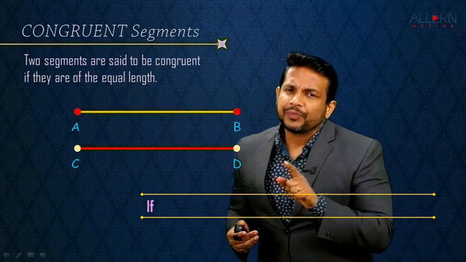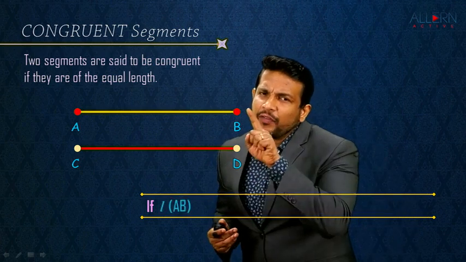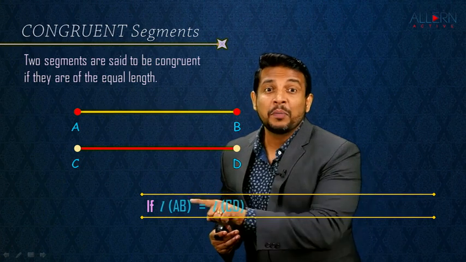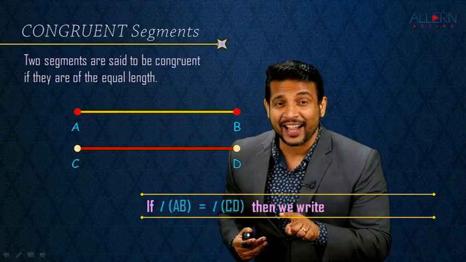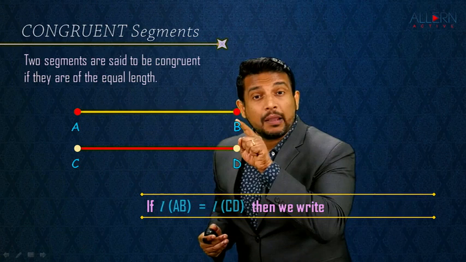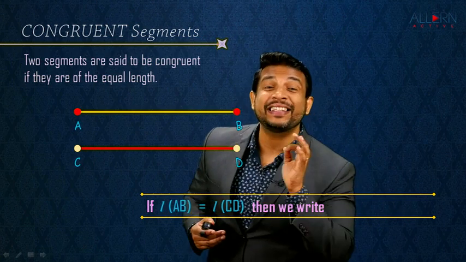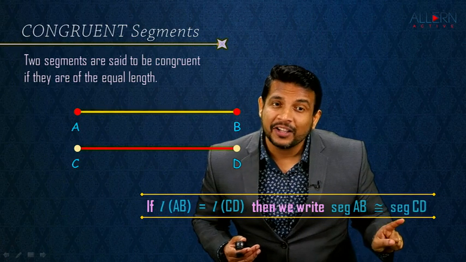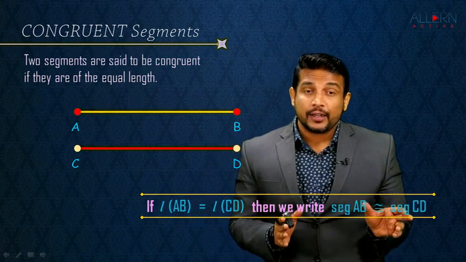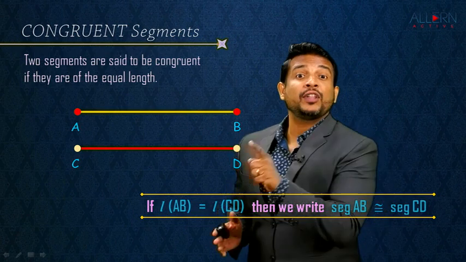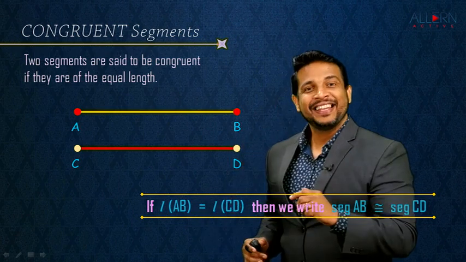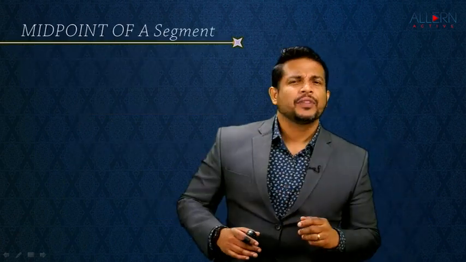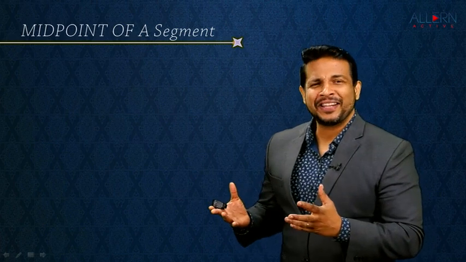How do we write it? If the length of AB is equal to the length of CD, both have equal length, then we write that segment AB is congruent to segment CD. Segment AB, the symbol of congruence, segment CD. That's how you write it. So when are two segments said to be congruent? If they are of equal length. Easy, very easy, right?